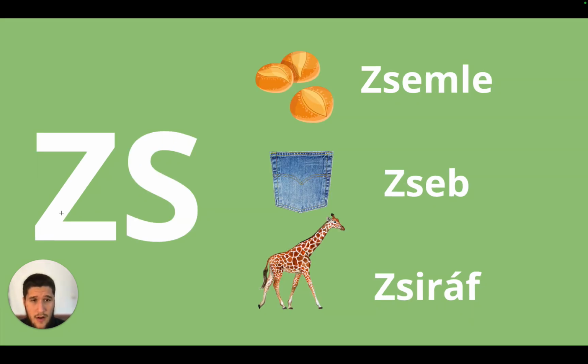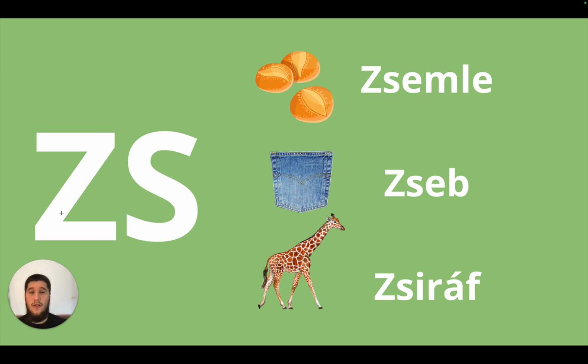And then there's the Hungarian Zs sound. A lot of people confuse it with S when they read it. You have to learn it. There is no way around it. Okay? Zs. Very French sounding. Zsemle. Zseb. Zsiráf. And that's the end of the Hungarian alphabet.